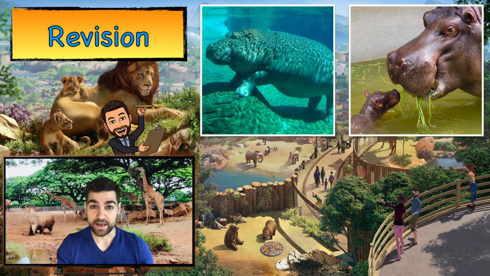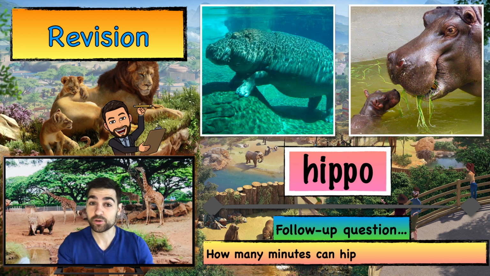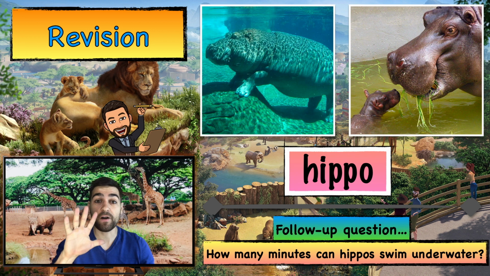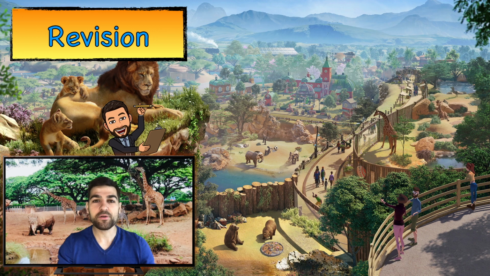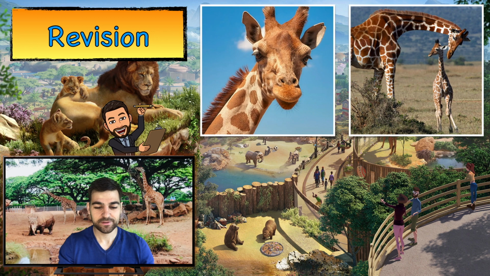What is this animal? So this is a hippo. Good. Now the follow-up question to see if you remember what I told you. How many minutes can hippos swim underwater? So hippos can swim underwater for 5 minutes. Do you remember that? Very good. Now the next 2 pictures. What is this animal? So this is the giraffe.